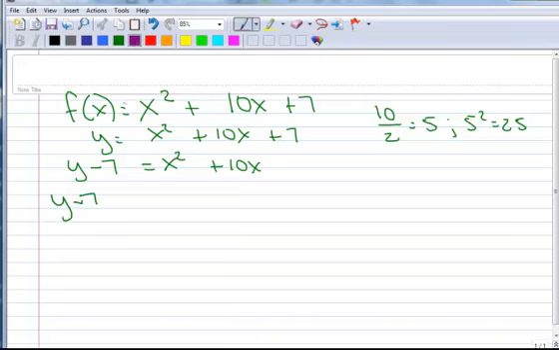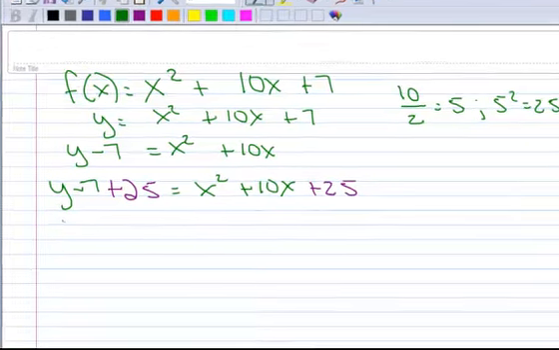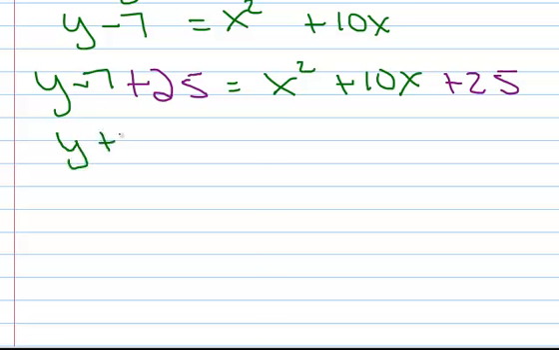Let me change colors here. I like the color change. Oops, that's not it. It's 25. The right hand side, x squared plus 10x, purple, plus 25. There, I've added it to both sides. So the left hand side becomes y plus 18. The right hand side is going to factor, it's a perfect square trinomial. It factors into x plus 5, squared.